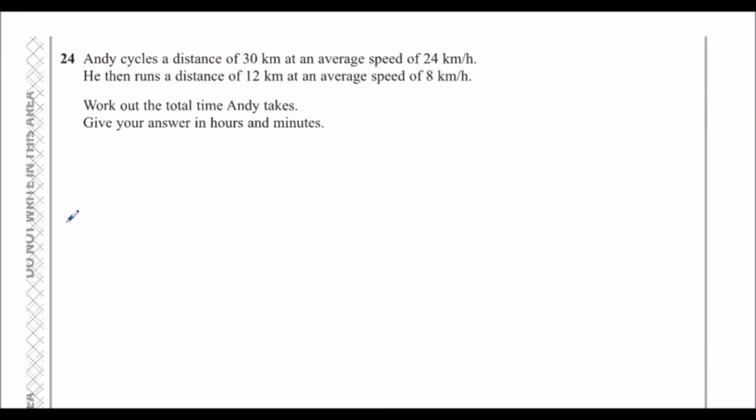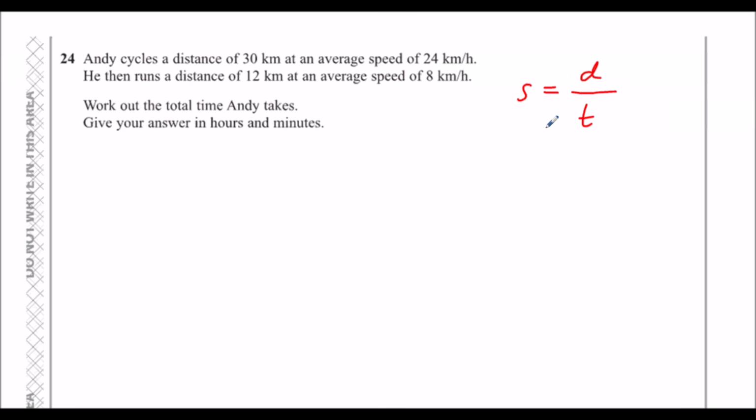Question 24. Andy cycles a distance of 30 kilometers at an average speed of 24 kilometers per hour. Then he runs a distance of 12 kilometers at an average speed of 8 kilometers per hour. Work out the total time that Andy takes. So this is a speed, distance, time question. Speed is equal to distance divided by time. And here we're working out time.